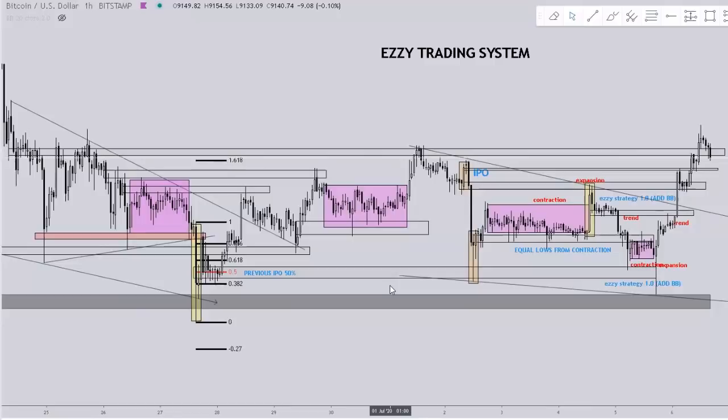Of course, there's a couple more things to it, but it's kind of long to explain every step of the way and how to find the IPOs and how to really identify the contraction phase. It's kind of a long journey, but that's basically how I set up my trades.